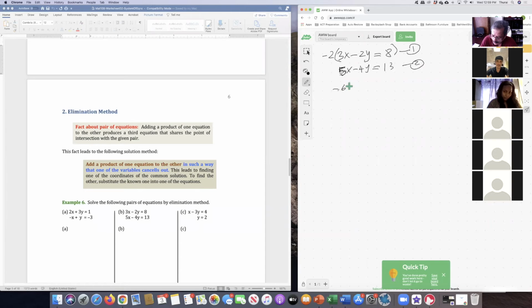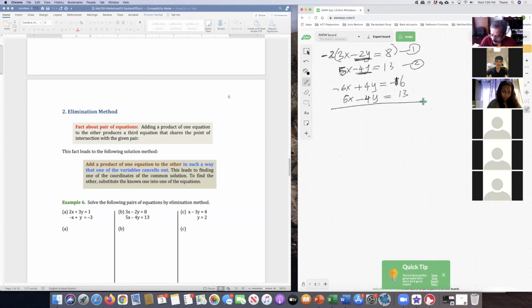I get -6x plus 4y. -2 times -2 is +4, equal to -16. And now I'm copying the second equation as is. And now you can see why we did that, right? Because the second equation has -4y, I need to get +4y here. To get +4, I had to multiply by -2. That's what we did.